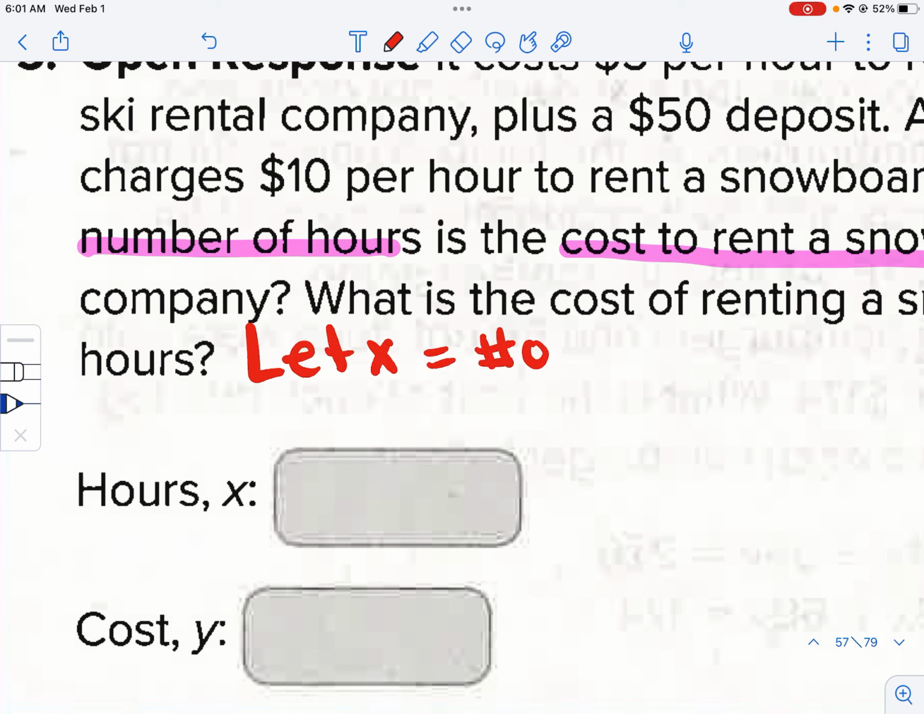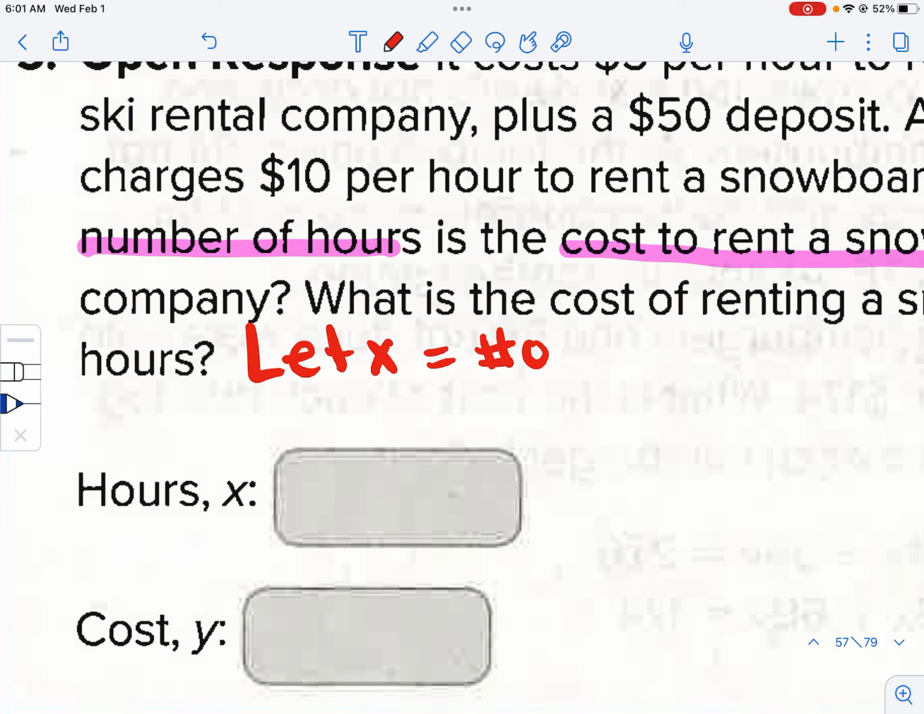5x plus 50 equals 10x plus 25. I know I should have written that over more, but that's okay. So I'm going to subtract 5x from both sides. I'm going to get 50 is equal to 5x plus 25. I'm going to subtract 25 from both sides. I get 25 equals 5x. And then 5 is equal to x.